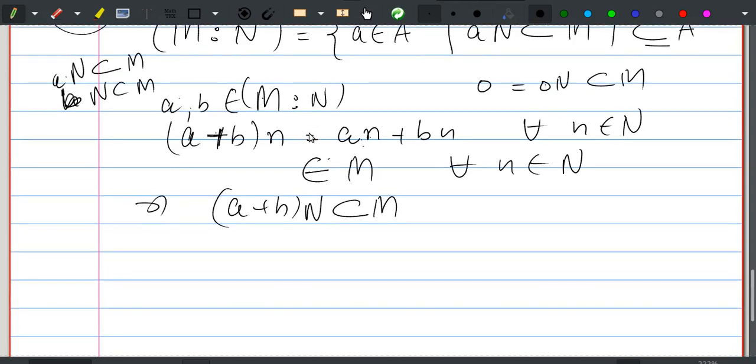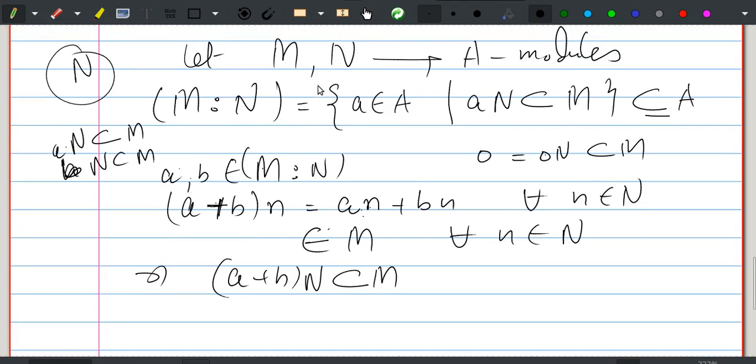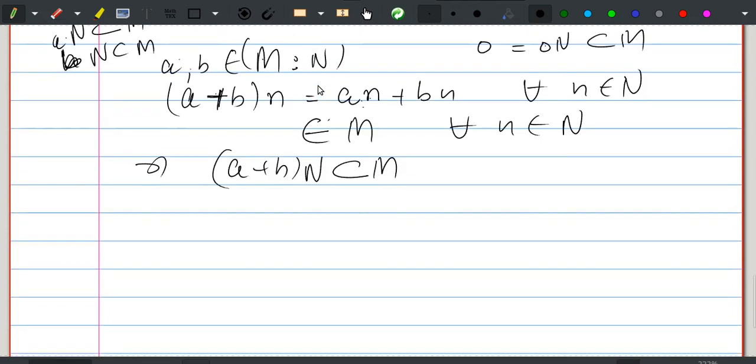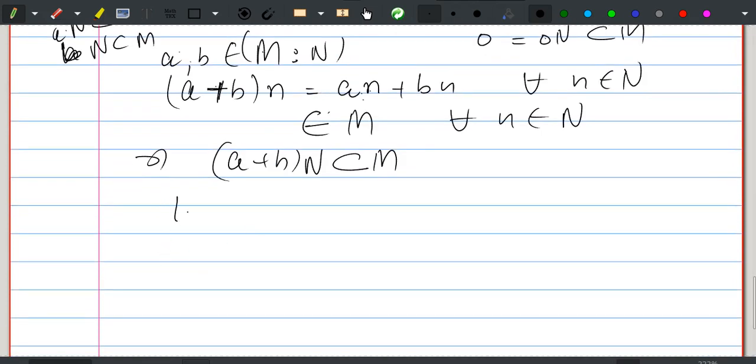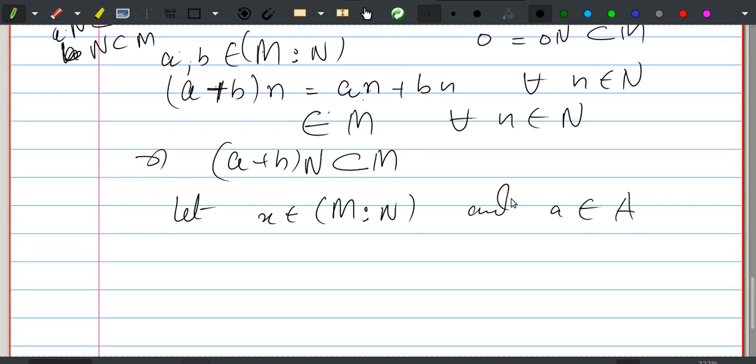Now let us check whether this is closed under the scalar multiplication or not. So let x be an element of M colon N and a be an element of A. Now we have to check whether this set over here is closed under the multiplication or not.